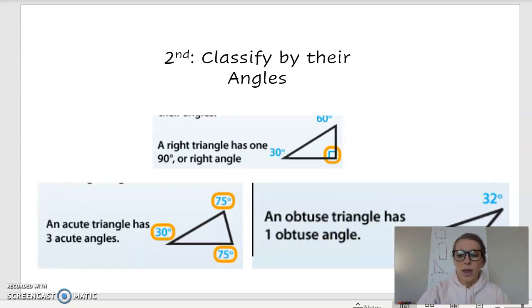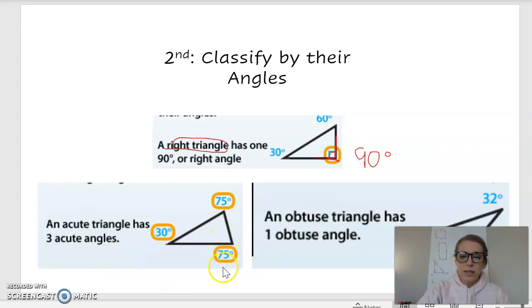The second way that you're able to classify a triangle is by their angles, okay? So looking at this first triangle here, this is called a right triangle. It has a directly up and down and side to side, making a perfect square there in the corner. That is 90 degrees, right triangle.